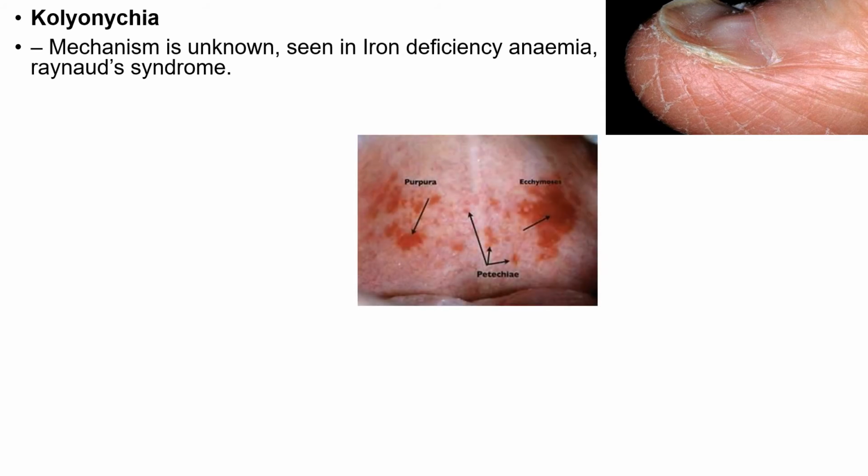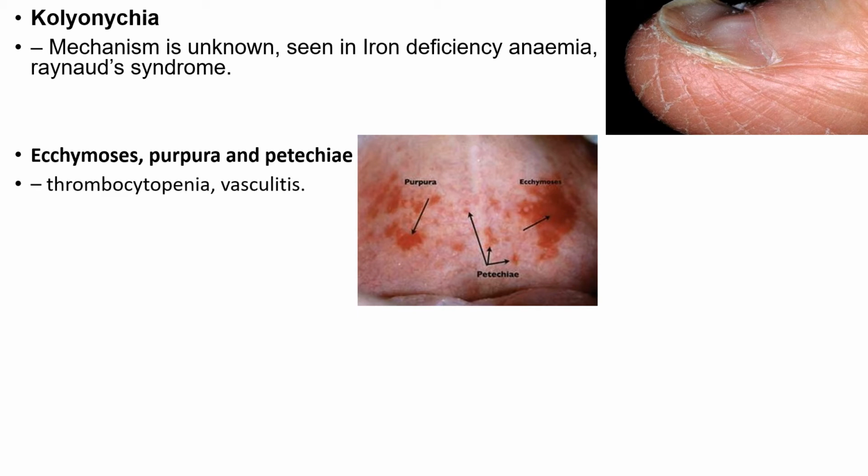Now we have three little pictures. It's an oral mucosa, but it's of petechiae, purpura, and ecchymosis. Petechiae are 1 to 2 millimeters, purpura 3 millimeters plus, and ecchymosis I think are bigger than about 5 millimeters. They're just like little areas of redness that you can see. They look a bit like bruising really. They can be caused by thrombocytopenia or vasculitis.